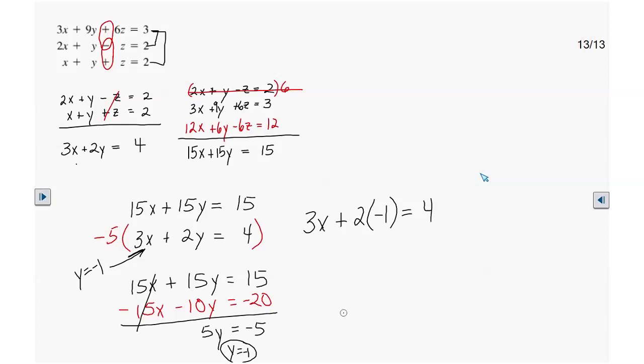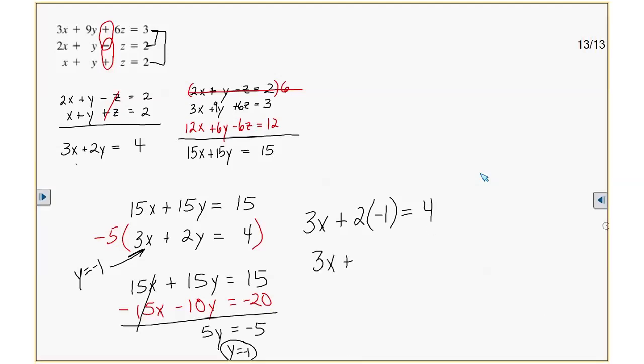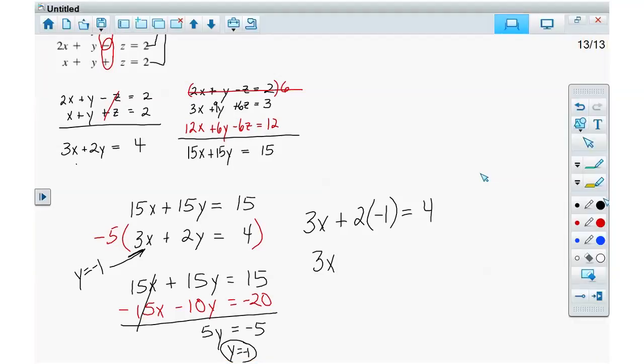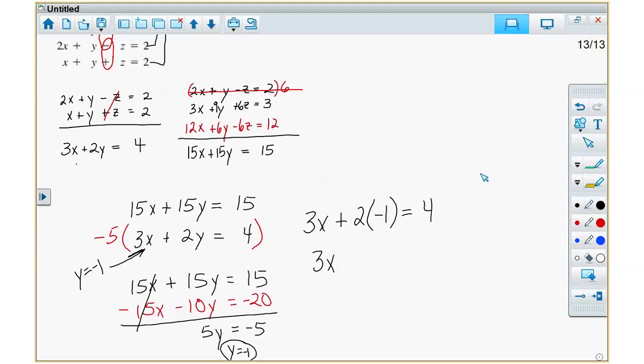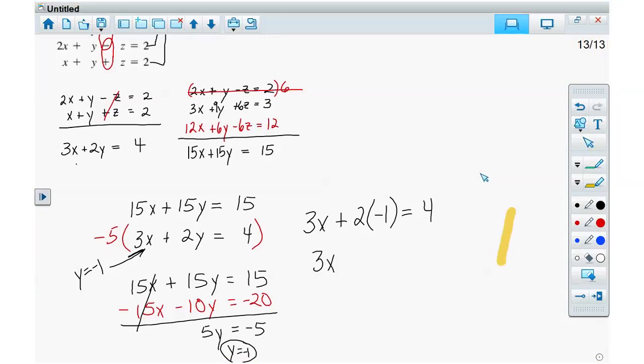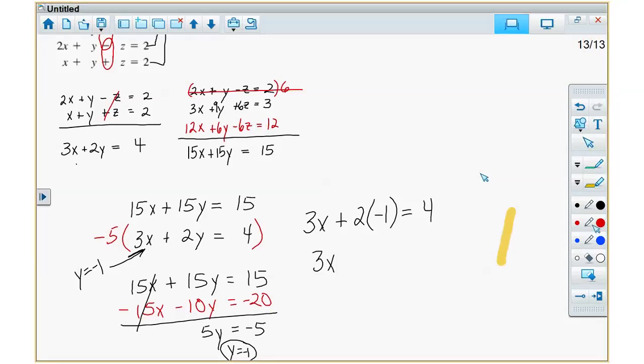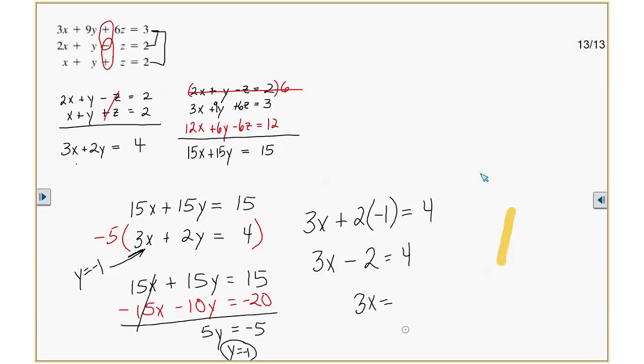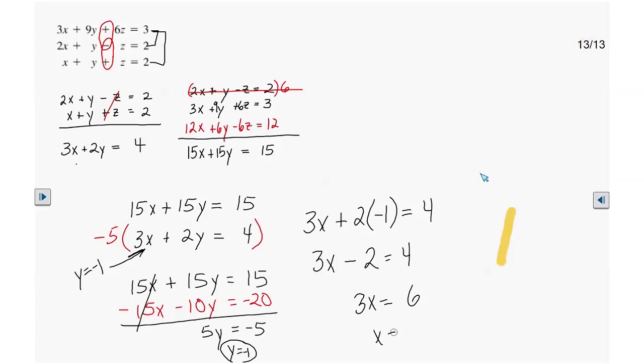-4 minus. When I started teaching calculus this morning, my eraser worked. But somewhere about halfway through calculus, it decided to change to a highlighter. So, -2 is equal to 4. 3x is equal to what? 6. X is equal to 2.